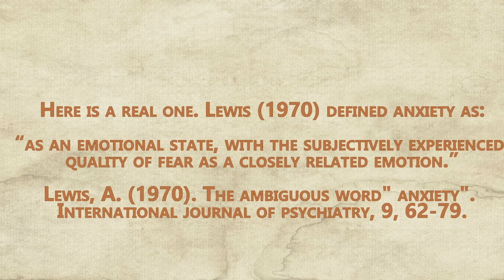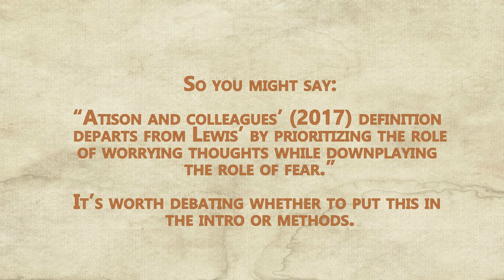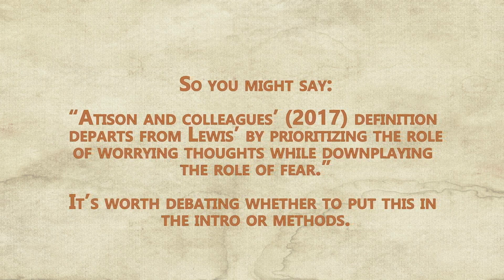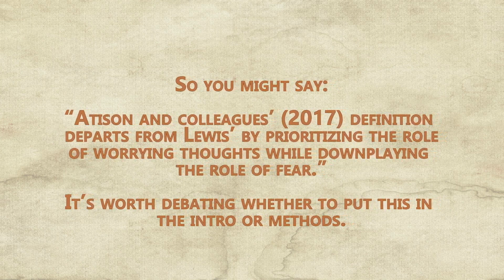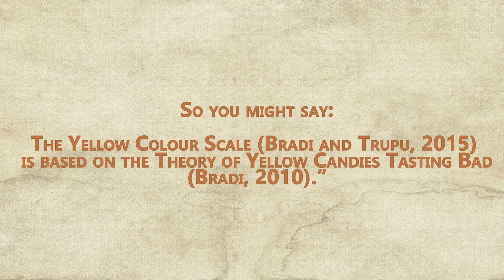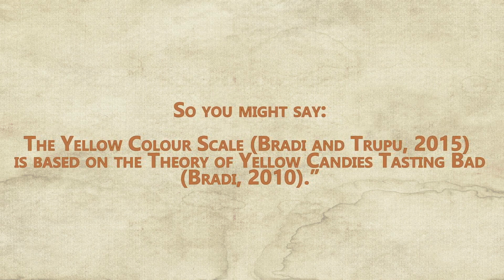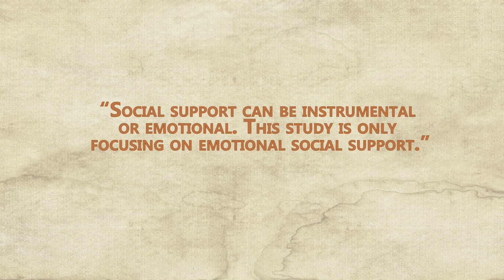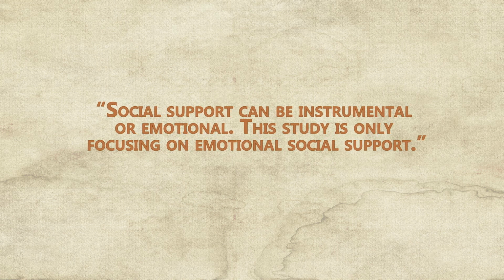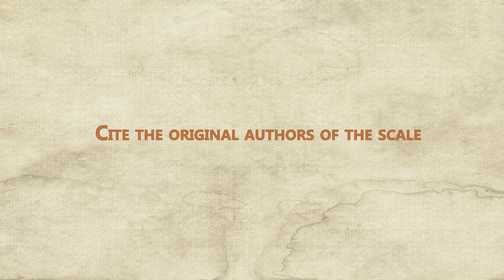In the introduction, you'll often find a definition for the variable, so if the authors of the measure disagree with that definition, you want to make that clear. You want to make any of these discrepancies very clear. Also, be specific. Is this a measure that's meant to be consistent with a specific theory? And if so, which theory? And then cite the original authors of that theory. If you're only measuring one part of a variable, make that clear. For instance, social support can be instrumental or emotional, however this study is only focusing on emotional social support. In general, you also want to make sure that you are citing the specific study that designed the measure.